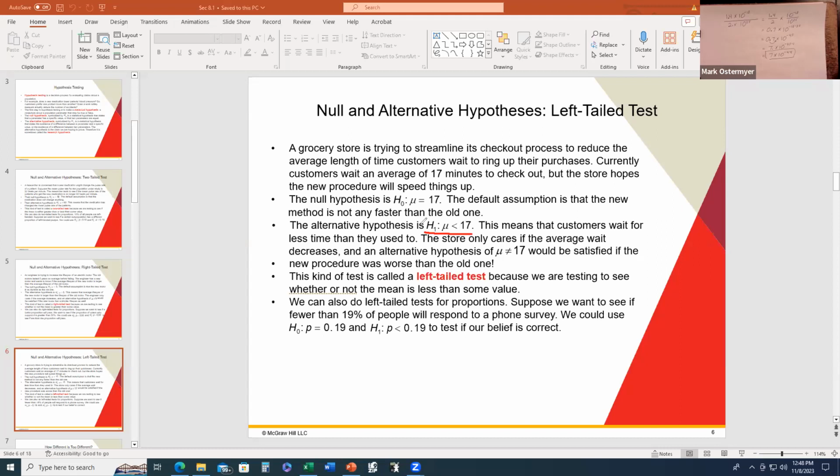left tail test. An example would be a grocery store is trying to streamline its checkout process to reduce the average length of time customers wait to ring up their purchases. Currently, customers wait on average of 17 minutes to check out, but the store hopes the new procedure will speed things up. The null hypothesis, therefore, will be saying that the mean wait time of all customers is equal to 17 minutes, as opposed to the alternative hypothesis, which would be our claim or our hunch or our gut feeling or our hope, would say that the mean wait time of all customers would be less than 17 minutes.